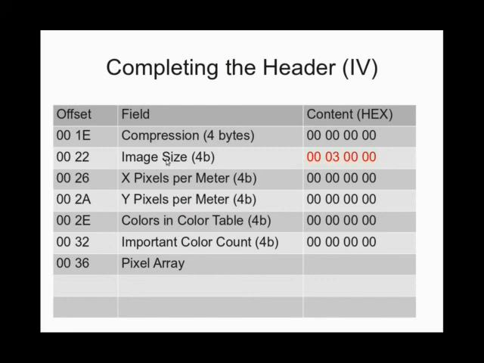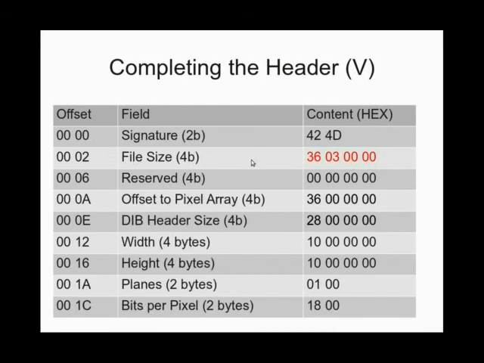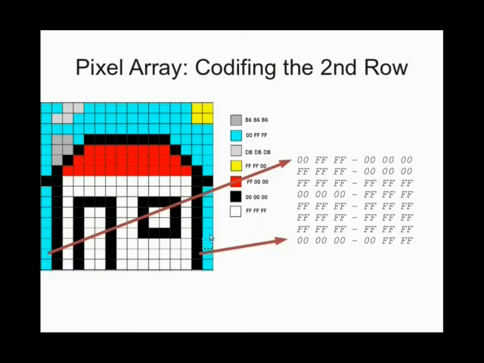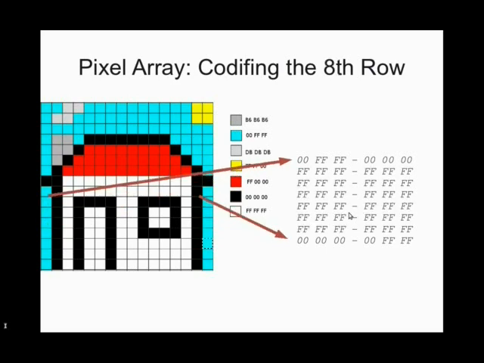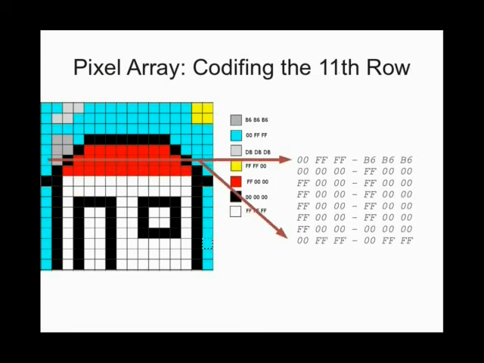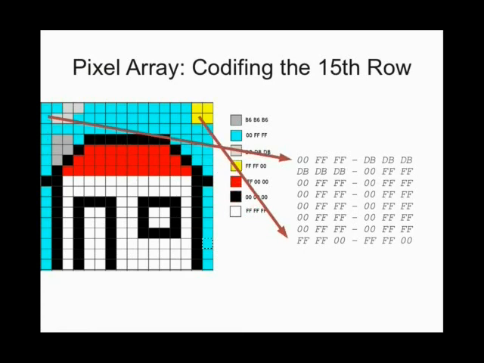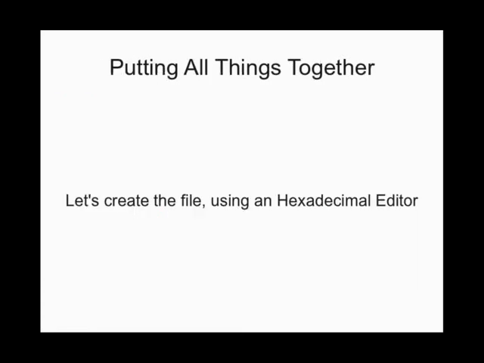We can complete the fields in the header, the image size using Little Endian notation, and the file size using Little Endian notation too. And what we have to do is to code the rest of the rows in the image. So for the second row we have this representation, this for the third, fourth, fifth, sixth, the seventh row, rows 8, 9, 10, 11, 12, and we continue coding all the rows of the image.